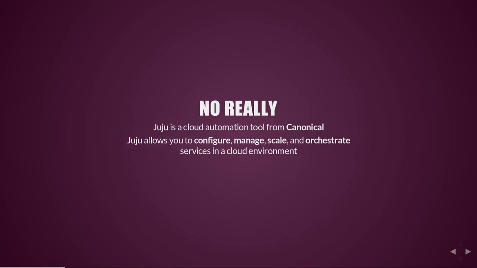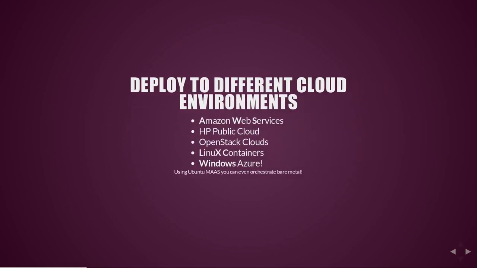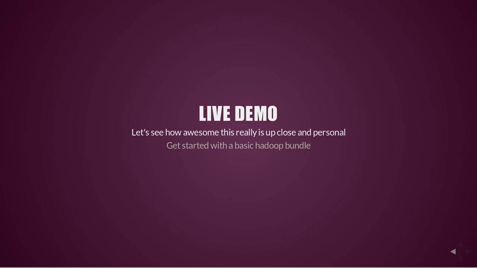Now, Juju allows you to configure, manage, scale, and orchestrate services in a given cloud environment. And what I mean by that is that it works with multiple cloud environments. We're going to focus on Amazon Web Services today, but it also works with HP Public Stack, OpenCloud, LXC Containers, Windows Azure, and if you're using Ubuntu MAAS, you can even orchestrate bare metal machines. So let's take a look at a live demo of how Juju is going to work for you using the Hortonworks Hadoop stack and how much time it's actually going to save you.